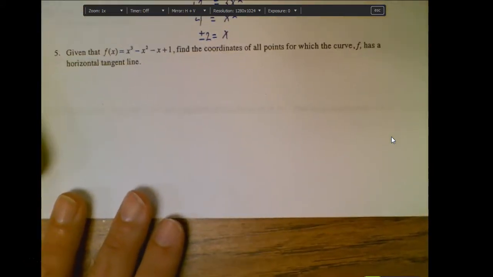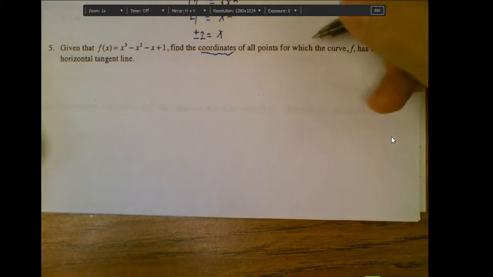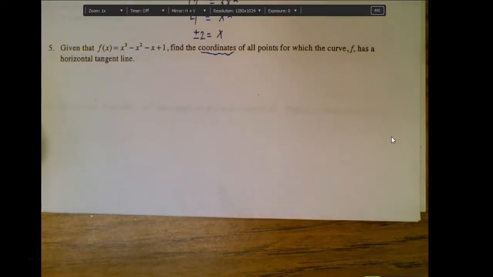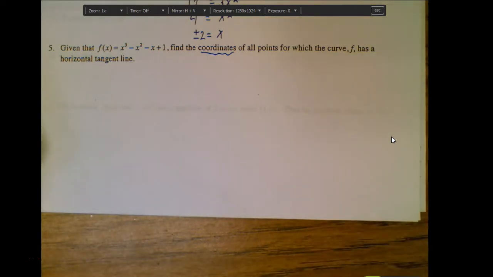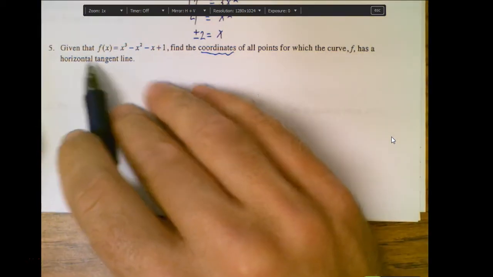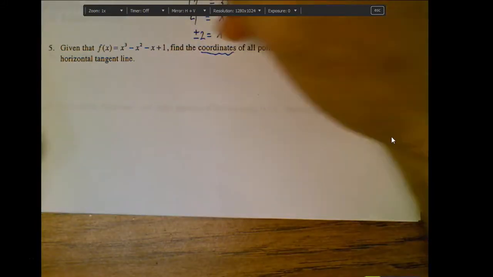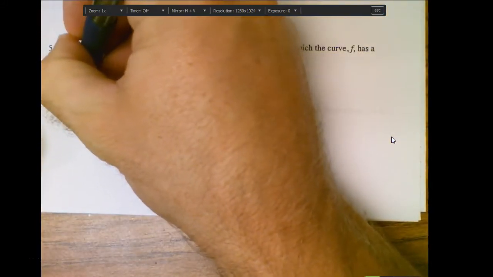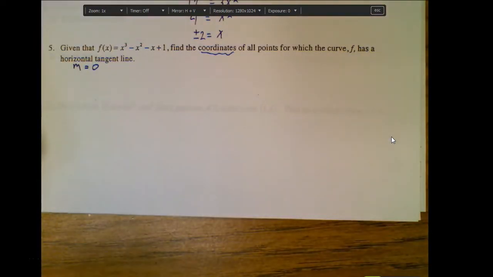Given that function, another cubic function, find the coordinates. So again, I'm looking for ordered pairs on this one of all points that have a horizontal tangent. Well, what does that mean? If they have a horizontal tangent, what do we know about horizontal lines? Well, we know that the slope of any horizontal line is 0, right? The slope of a horizontal line is 0. So that is their way of telling us that we have a slope of 0.